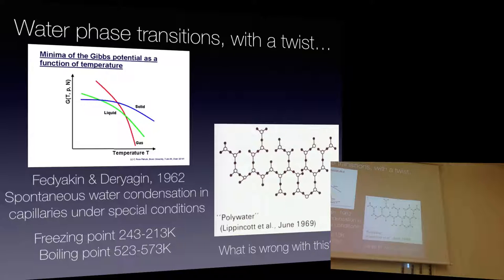Because the solid and the gas state of polymer would be the same, which is different from the liquid state. And the liquid state has this problem: the boiling point and the freezing point are farther, more to the extreme. If you imagine an orange curve, then it's more downwards compared to the green curve.